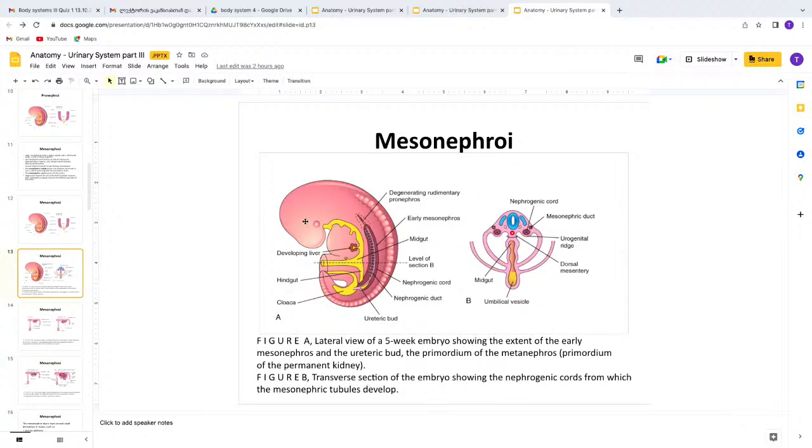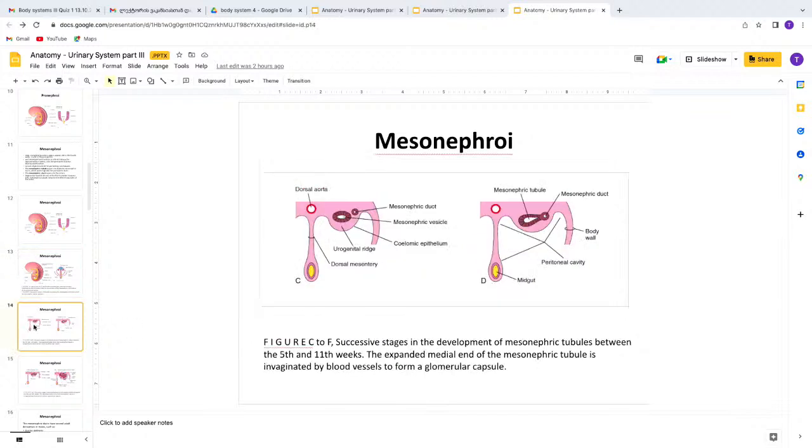In the first photo, we can see the lateral overview of the fifth week embryo, and here we can see the mesonephros and ureteric bud. This is the ureteric bud, and this is the primordium of the metanephros. In photo B, we are seeing the transverse section of the embryo, and here the urogenital cord is shown, from which the mesonephric tubules develop. On these two pictures, we have the development of the mesonephric tubules between the fifth to 11th weeks.